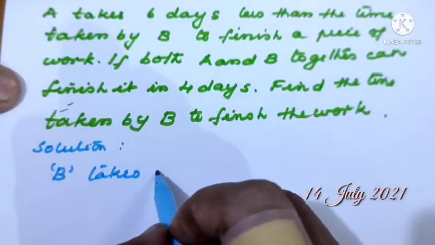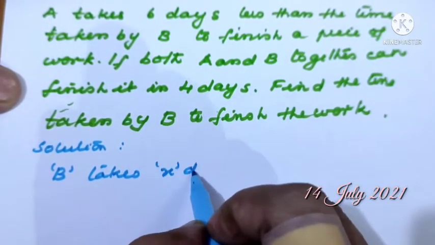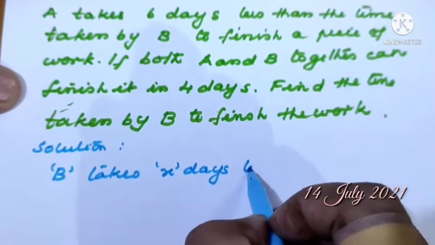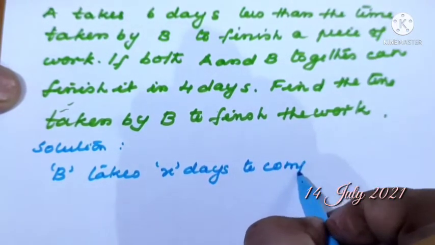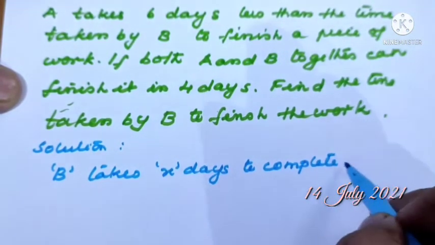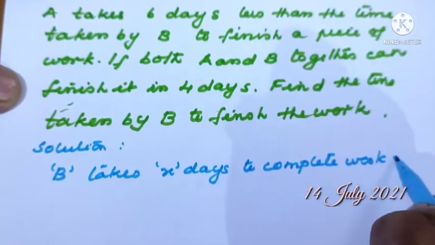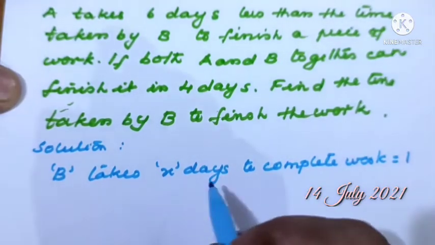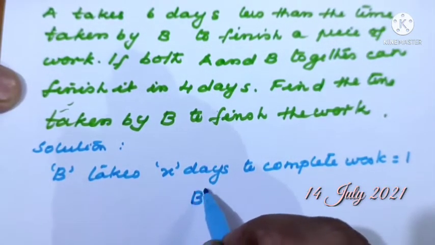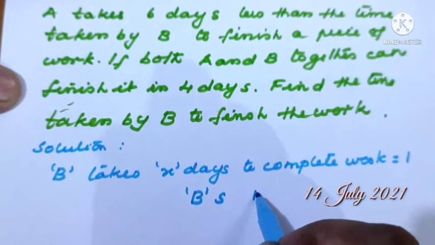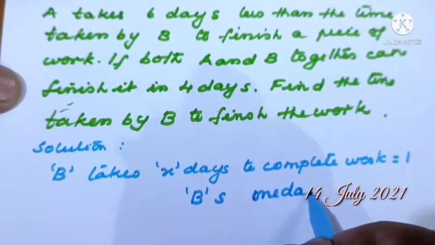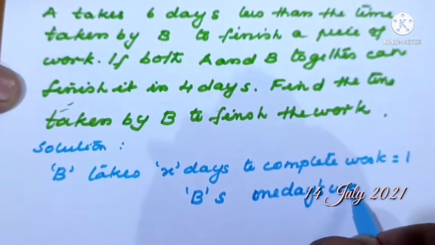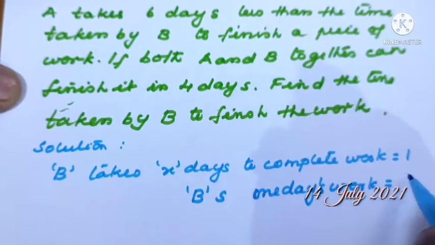B takes x days to complete the work, meaning when the work is completed, the complete work done is equal to 1. So B's 1 day's work is equal to 1 by x, right?